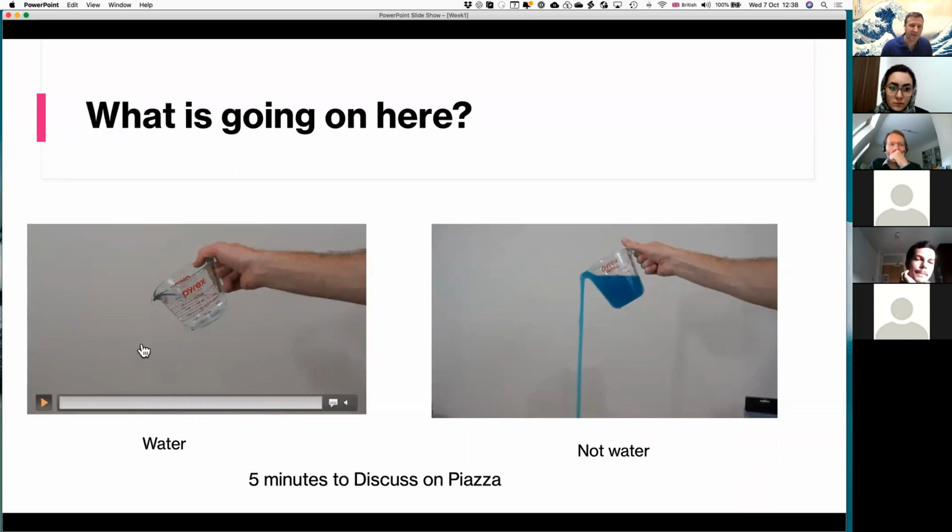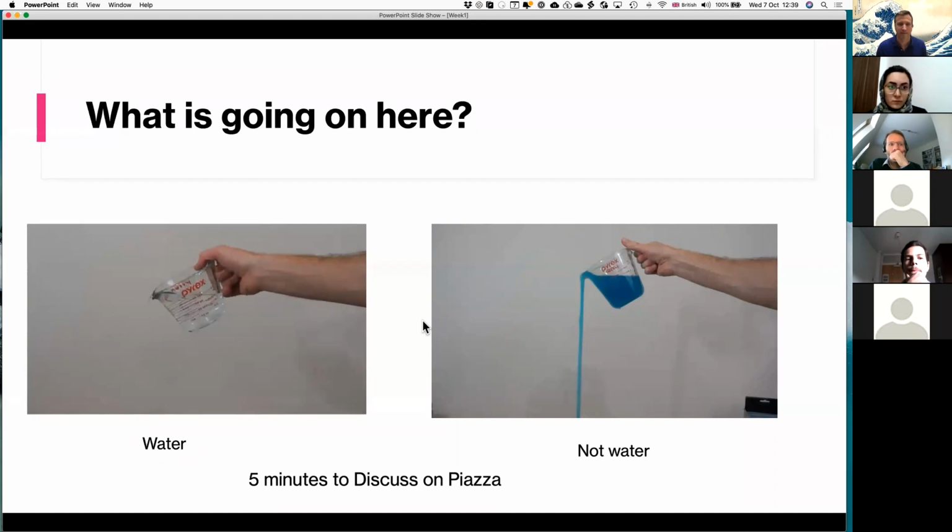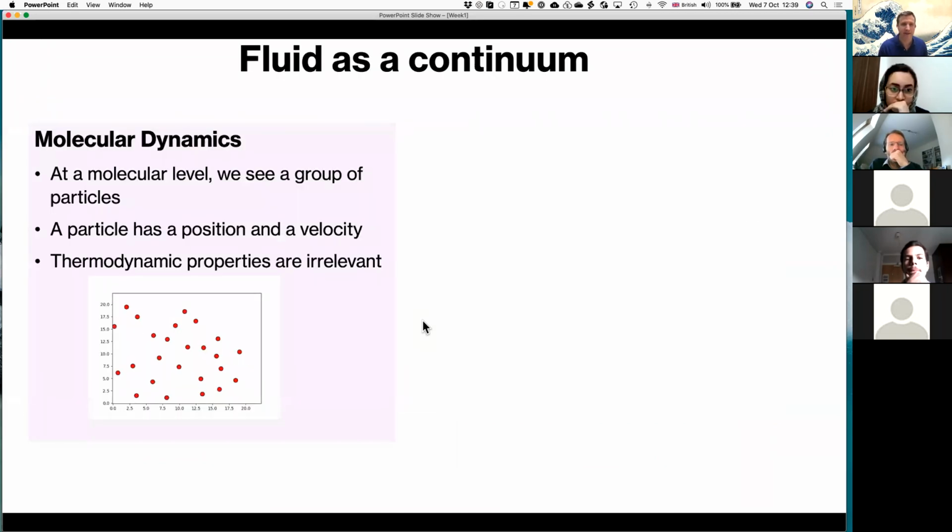In contrast, the water molecules are small enough that they're able to essentially act in isolation from the rest of the fluid. And this perspective is a really important one as we start to consider a fluid as a continuum. A fluid at a molecular level is nothing more than just a group of particles, the particles that have a position and a velocity.